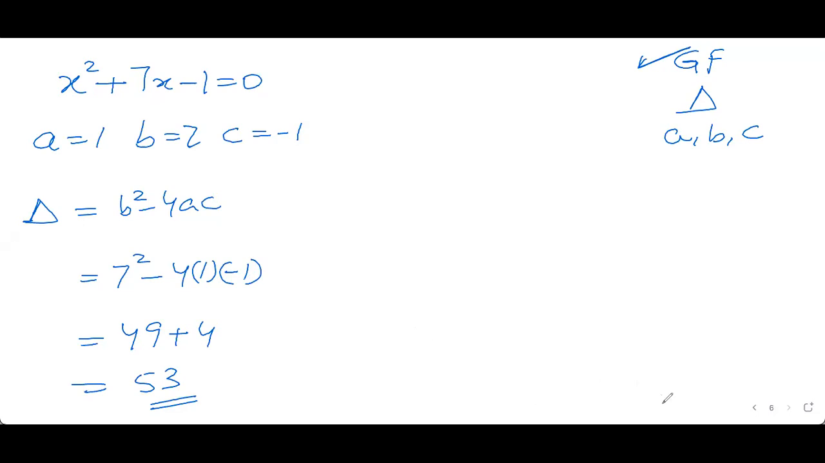Very good, Chand, real and distinct, correct. Chanda, just saying real is not enough. Anushka, correct, real and distinct, because 53 is greater than 0. This is a positive number.